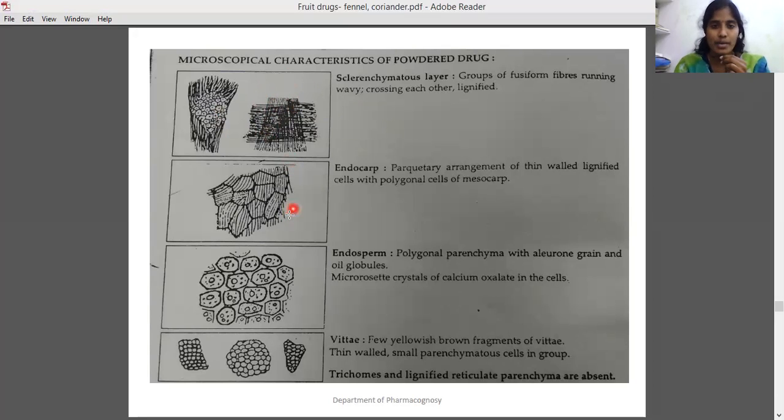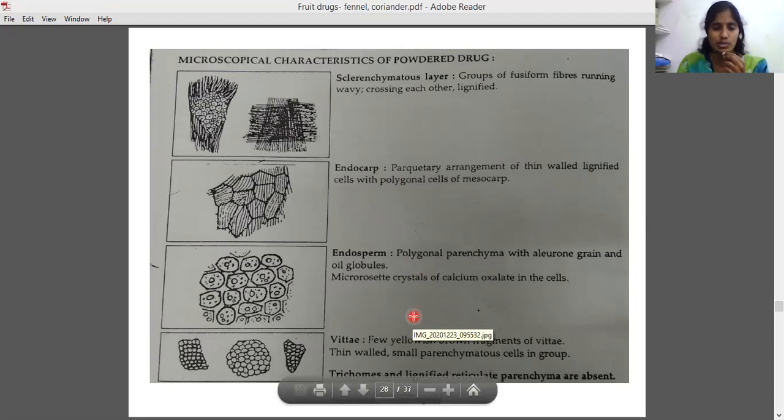And the next one is endocarp. Same as fennel, here also the endocarp has a parquetry arrangement. That means groups of parallel cells are arranged in different directions. Here, these also have thin-walled lignified cells with polygonal cells. Endocarp has a parquetry arrangement of lignified cells, and these polygonal shaped cells are actually mesocarp. It is not an endocarp. The endocarp is present on the mesocarp. We already observed this in fennel also.